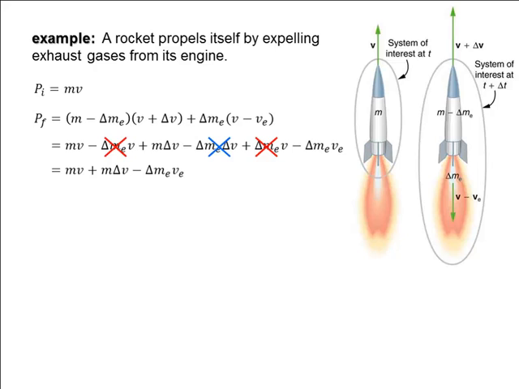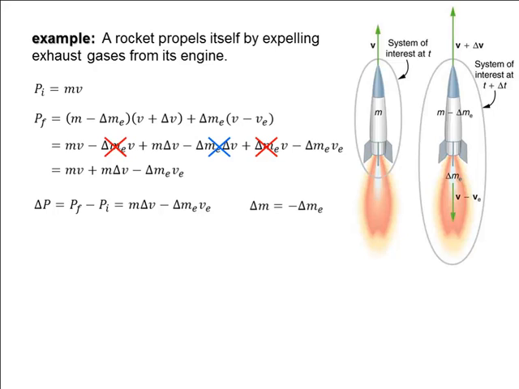Now we can take a look at the change in momentum of our system. That's just final minus initial. So we take final minus initial. You can see that the mv term cancels out, and all we're left with is m times delta v minus delta me, the mass of the exhaust, multiplied by ve, the velocity of the exhaust.